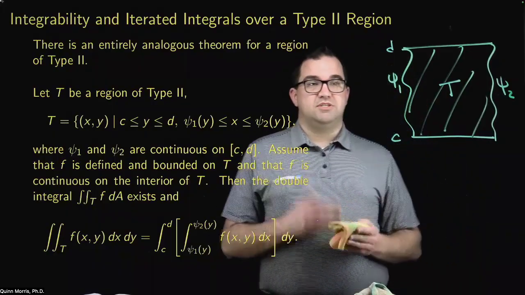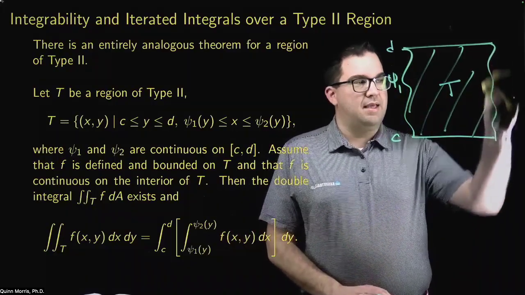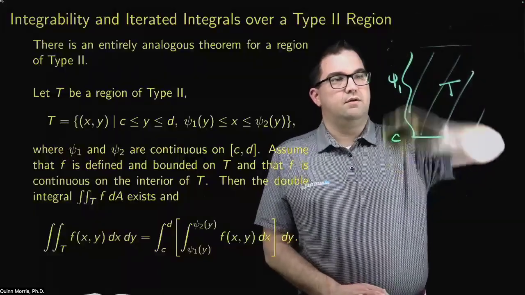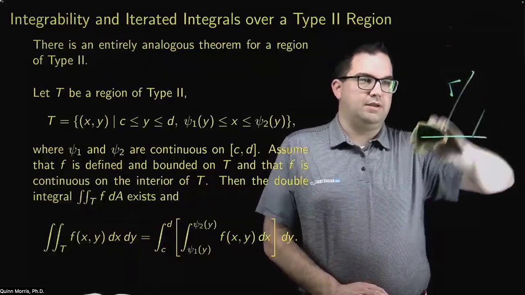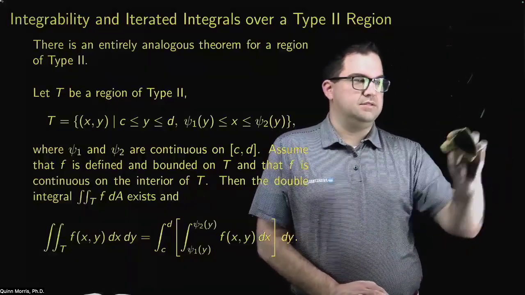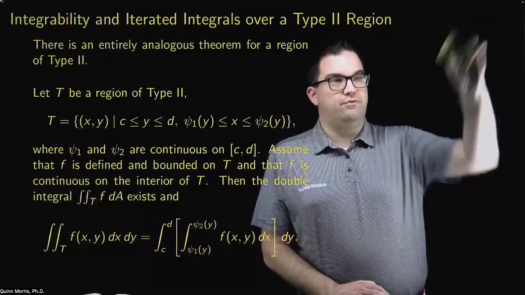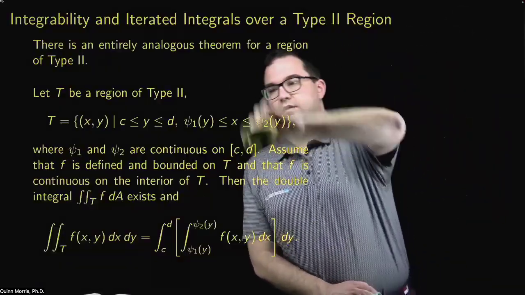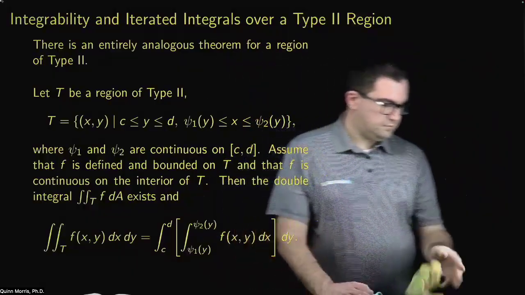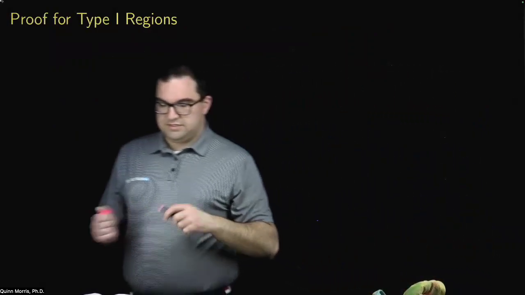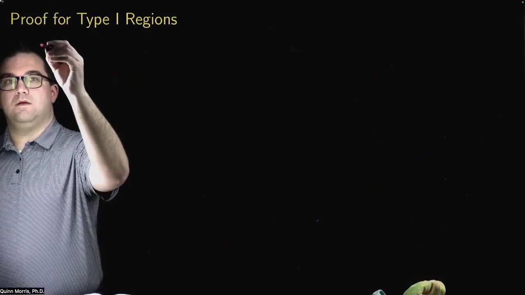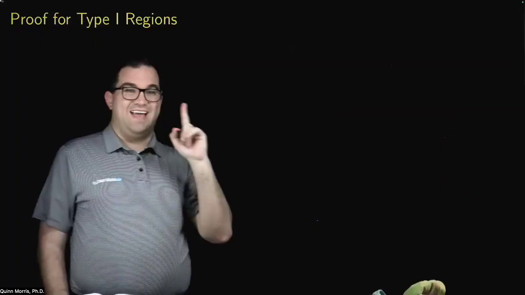All right, so what we want to spend the remainder of this video doing is making sense of and proving this theorem. We're going to do it in the type 1 case, because once you understand the type 1 case, the type 2 case is an exact analog of that proof. All right, so let's begin our proof.